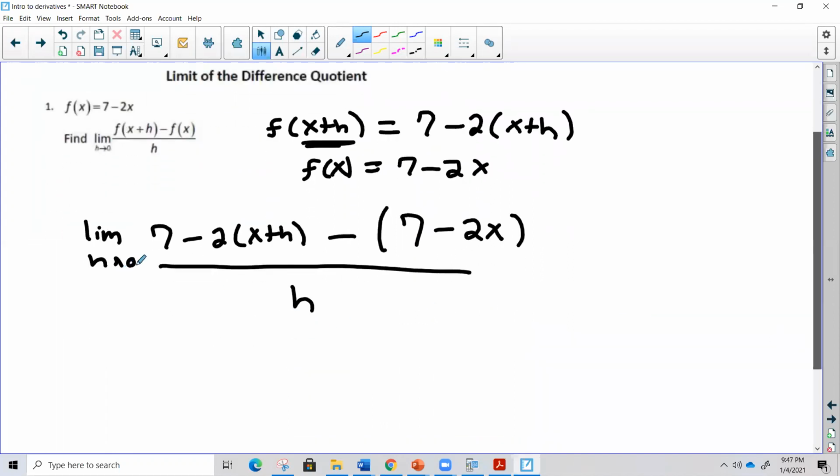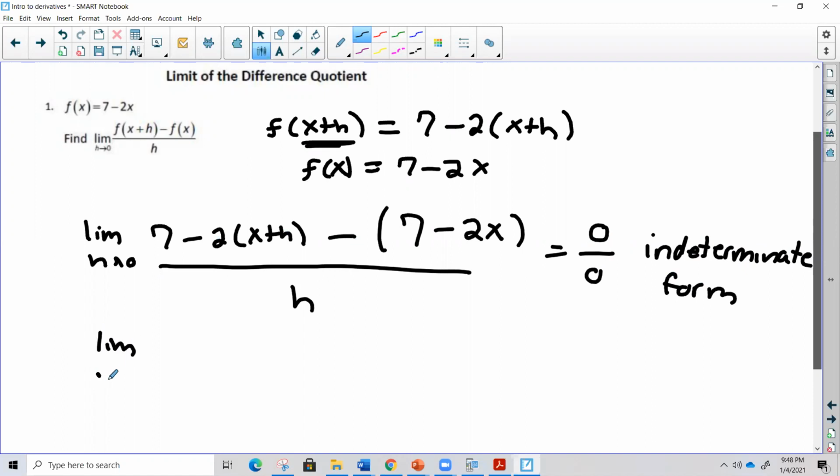So what you'll find is if you initially plug in 0, here you would get 2 times h, and this would be just 2x. And so what will happen is you'll get 7 minus 7, which is 0, and negative 2x minus a negative 2x, which is also 0. So if you plug in this initially, you're going to get 0 over 0, which is that indeterminate form, which means you have to factor or simplify and do more work. So we're going to simplify this as much as we can.